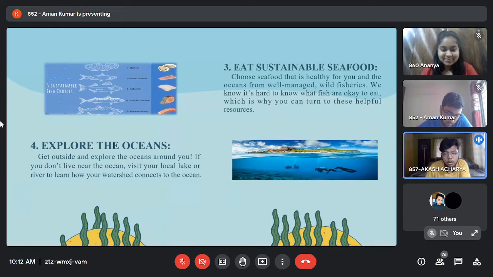Consider adding small, oily fish that are packed with protein to your diet. Explore the ocean. People protect what they love. Get outside and explore the ocean around you.